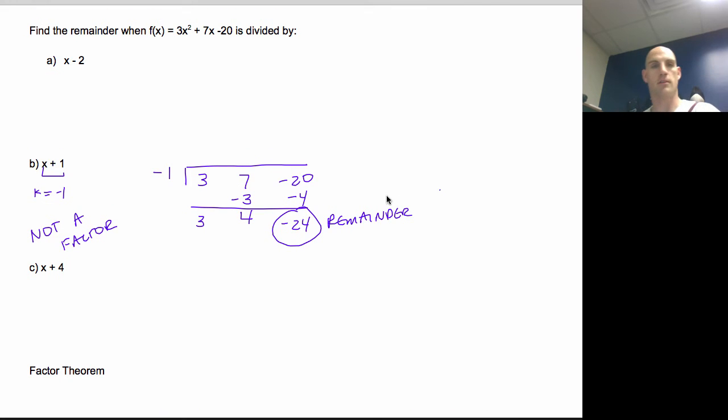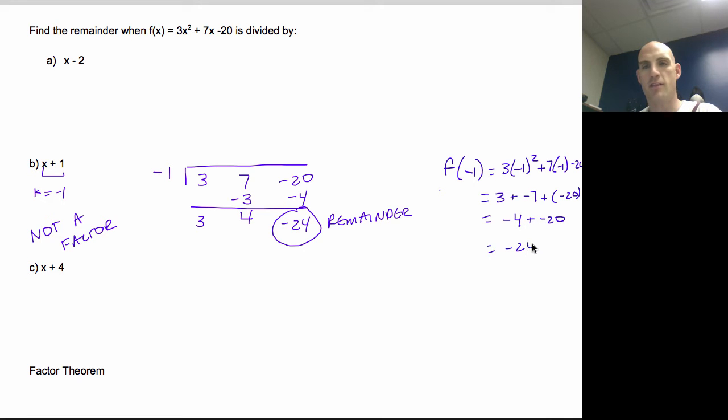So let's use the remainder theorem to see if my synthetic division actually works. We checked it on the previous example, so let's check it here. I'm going to do f of negative 1 and see what I get when I plug it in. f of negative 1 is 3 times negative 1 squared plus 7 times negative 1 minus 20. So this would be 3 plus negative 7 plus negative 20, which gives me negative 4 plus negative 20, equal to negative 24. Again, the remainder theorem actually works.